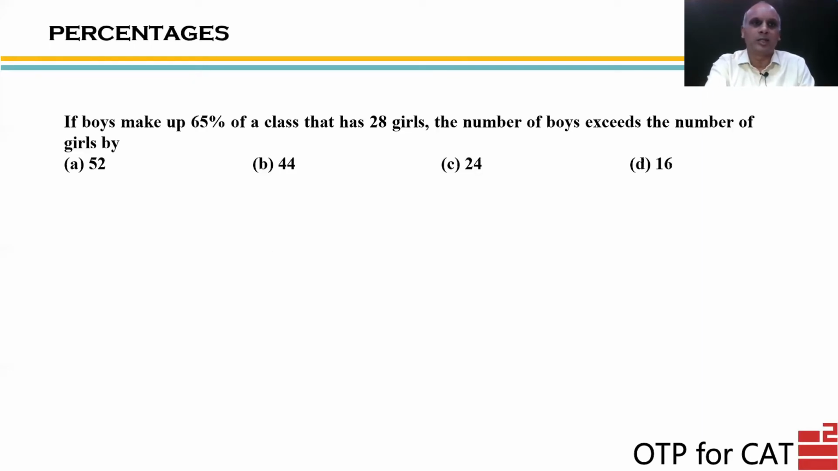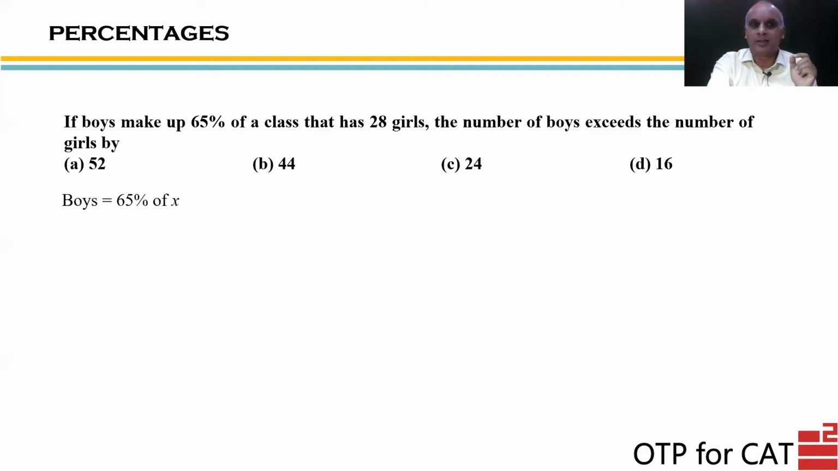One more problem. If boys are 65% in the class, that means the girls are 35%. So we know that the girls' percentage in the class is 35% and the number of girls is given as 28. We have to find out by how much the number of boys exceeds the number of girls. That means we have to find the difference in the number of boys and girls. We don't have to find the number of boys only.